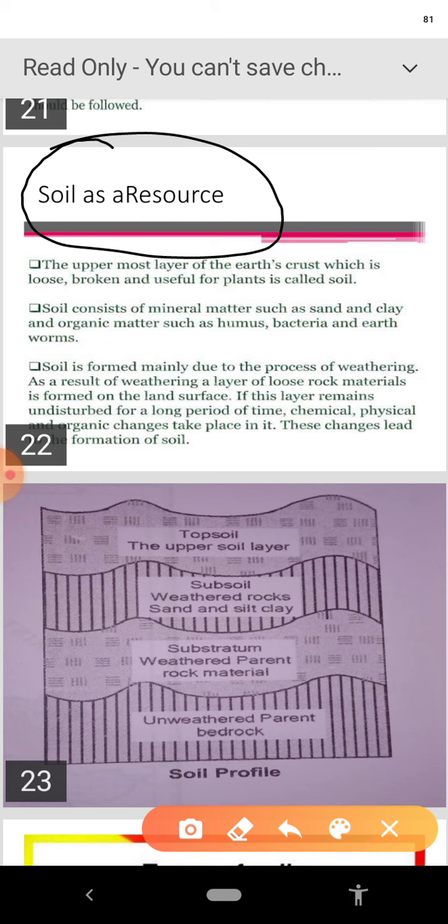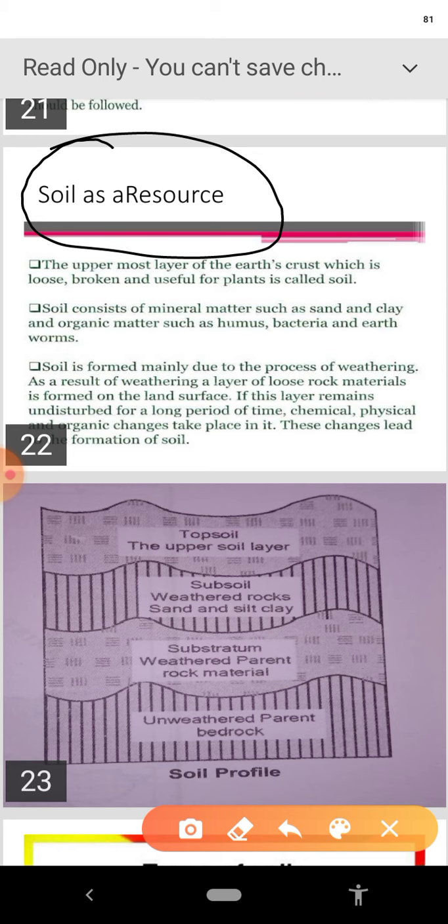Some natural agencies like rivers, winds, sea waves are also responsible for soil formation. They form young and transported soil free from horizons. Their movement causes erosion of rocks and later deposition of rock materials in low-lying areas.